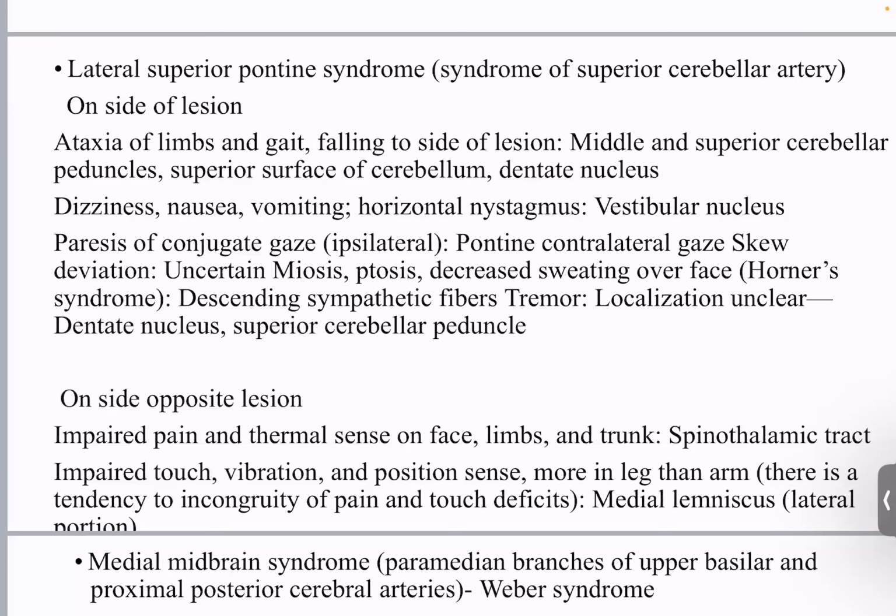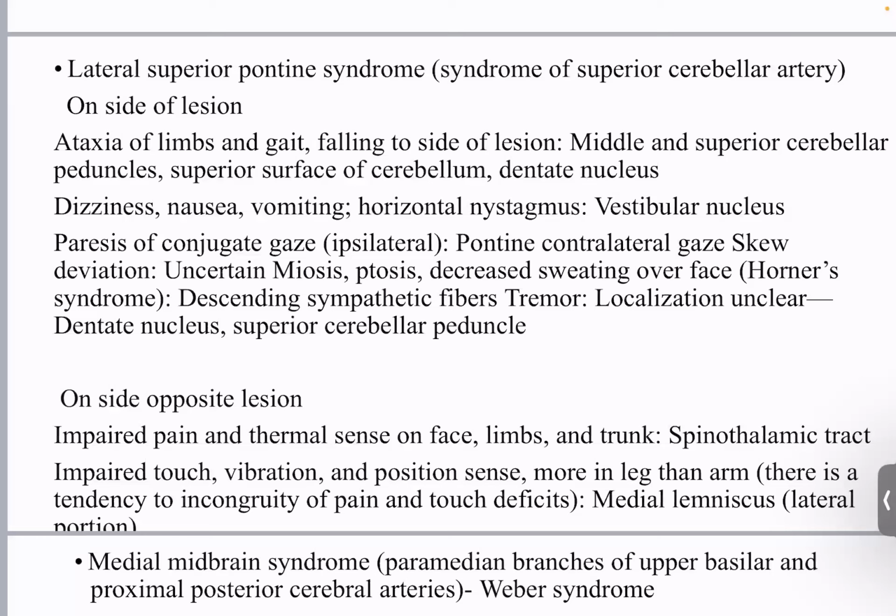Lateral superior pontine syndrome. It's a syndrome of the superior cerebellar artery. On the side of the lesion, there is ataxia of the limbs and gait, falling to the side of the lesion, because of middle and superior cerebellar peduncle, superior surface of the cerebellum, and dentate nucleus involvement. Dizziness, nausea, and vomiting can be due to horizontal nystagmus, which can be due to vestibular nucleus involvement.